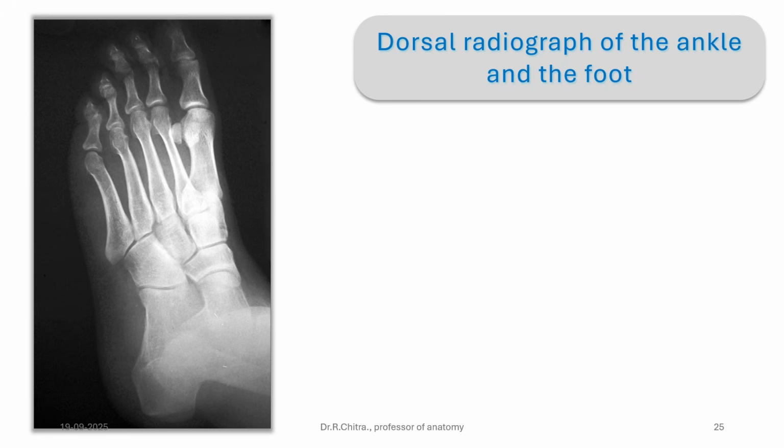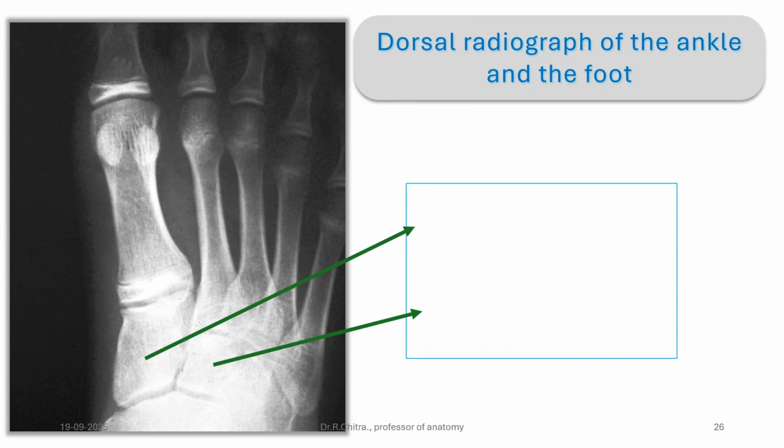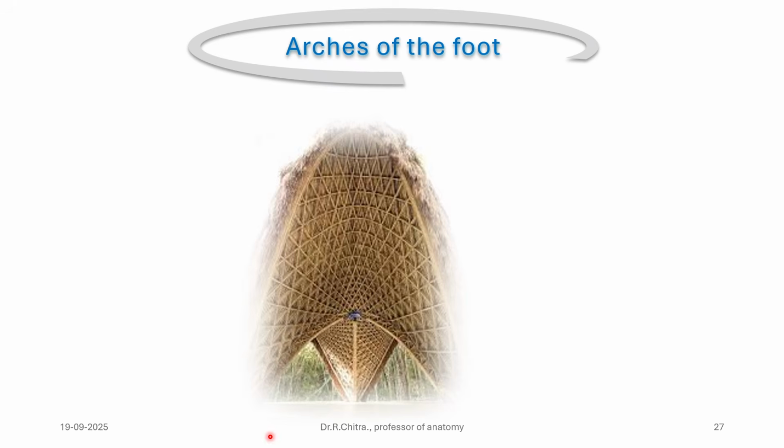Now this is the dorsal radiograph of the ankle and the foot. Yes, that first arrow represents the base of the first metatarsal bone. Second is the navicular. Yes, what are they? Intermediate cuneiform, medial cuneiform. Yes, these are very interesting bones in the heads of the first metatarsals. Yes, sesamoid bones.